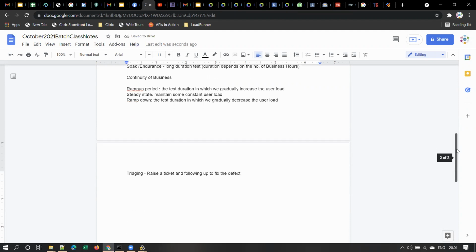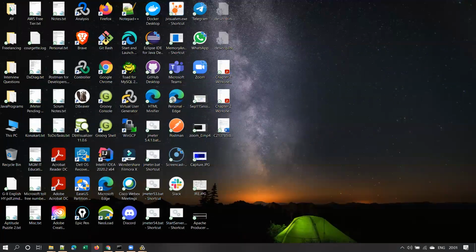The functional testing team will be working at their own pace. At the same time, the performance testing team will also be checking the major business flows, and if the major business flows are working fine, they will move on to performance testing. They will start doing the performance testing. Okay.